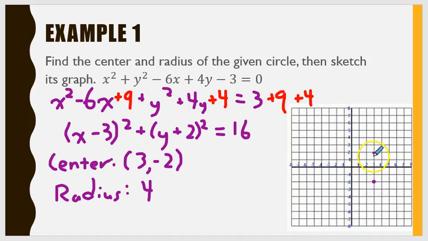So from the center, I'm going up 4 units, and then right 4 units, and then down 4 units, and left 4 units. And then just do your best to make a rounded shape that passes through those points, and that will be your circle with a center of 3, negative 2, and a radius of 4.